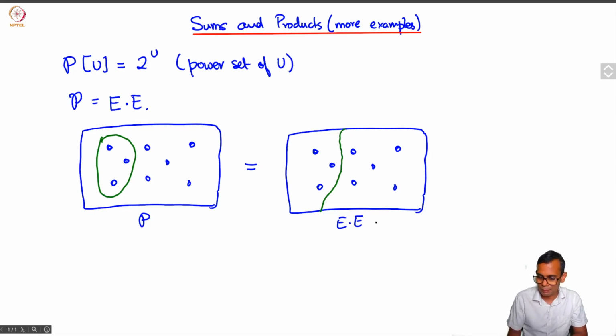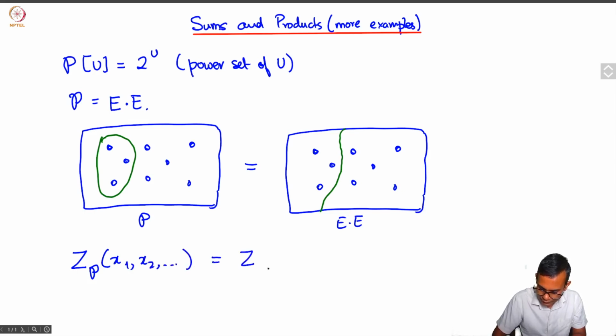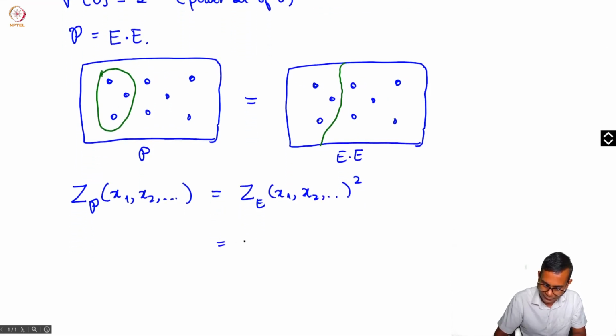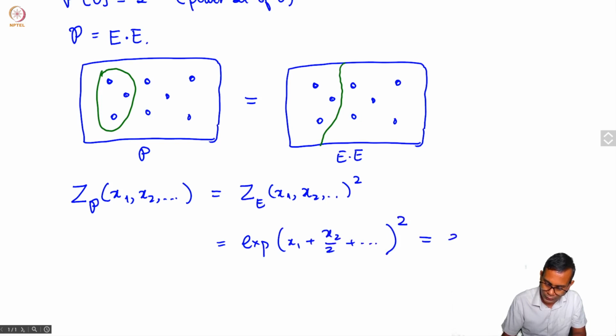Now let's see what this tells us about generating functions. So let's do the hardest one first. The cycle index generating series. Well, it's just the product of the cycle index generating series of E. So it's just Z_E of x1, x2, squared, which we have computed. It is exp of (x1 plus x2 by 2 plus x3 by 3 and so on) whole squared, or if you wish you can think of this as exp of 2x1 plus 2x2 by 2 plus 2x3 by 3 and so on.